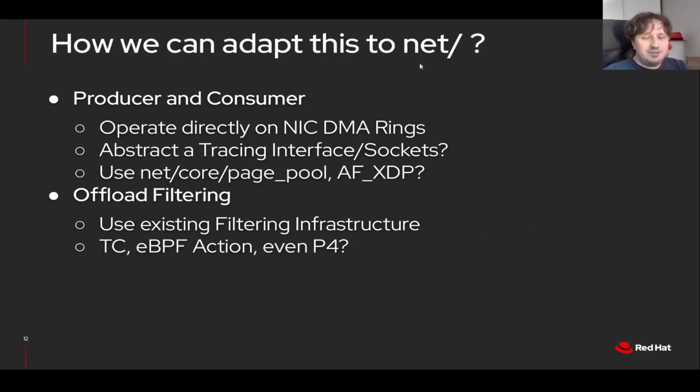So how can we adapt this to the networking subsystem, the producer and consumer? I was thinking about doing that with the DMA rings on the NIC. And when we have it on the DMA rings, we can also use the NIC ASIC to offload the filtering, which is currently done over an interpreter. We can offload it on the NIC by using TC, for example, U32 classifier and then action drop.